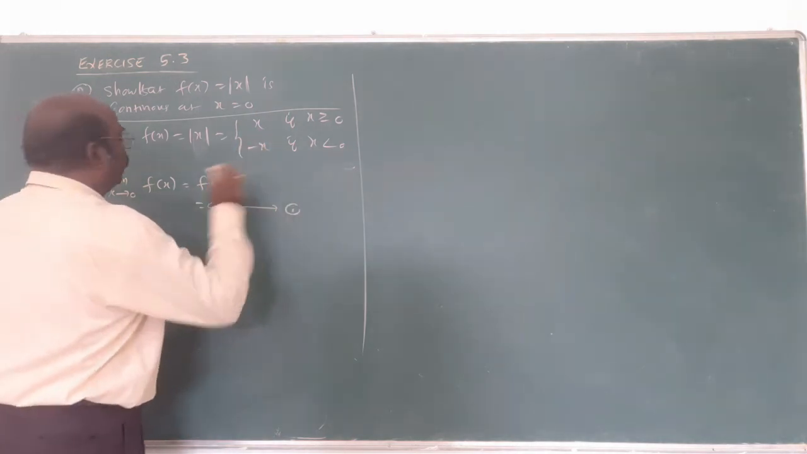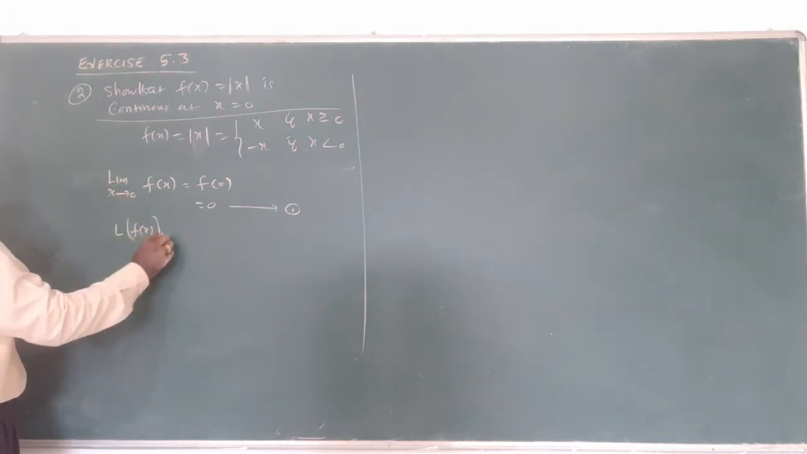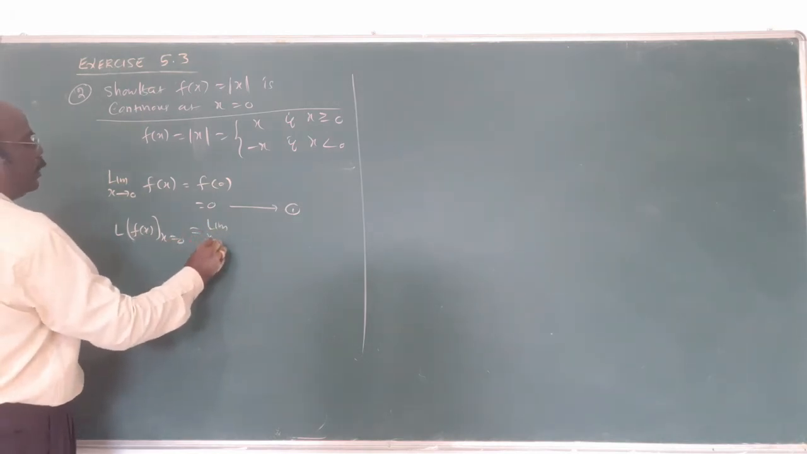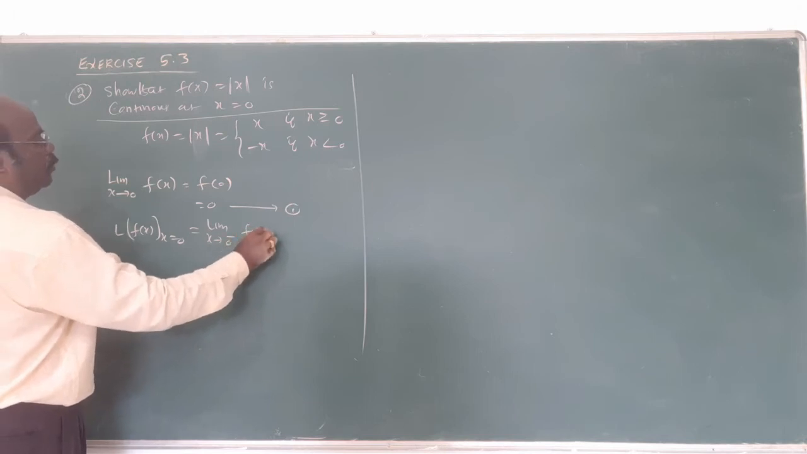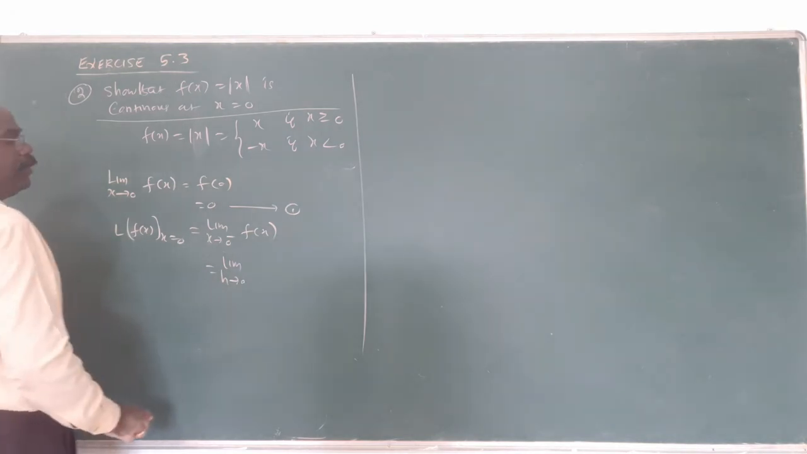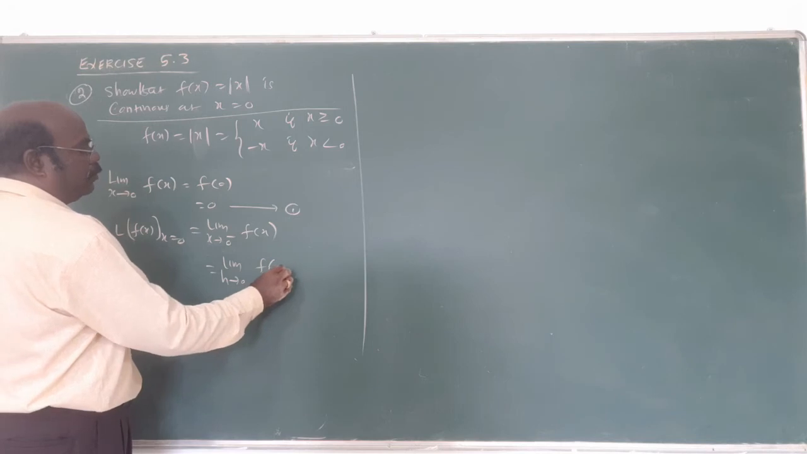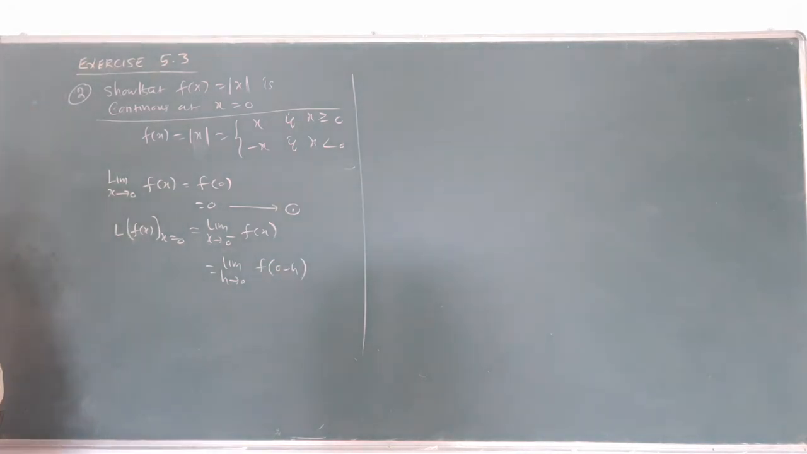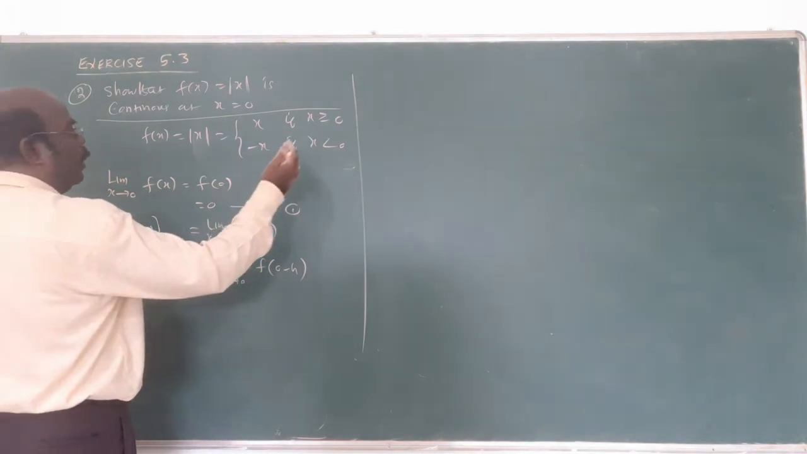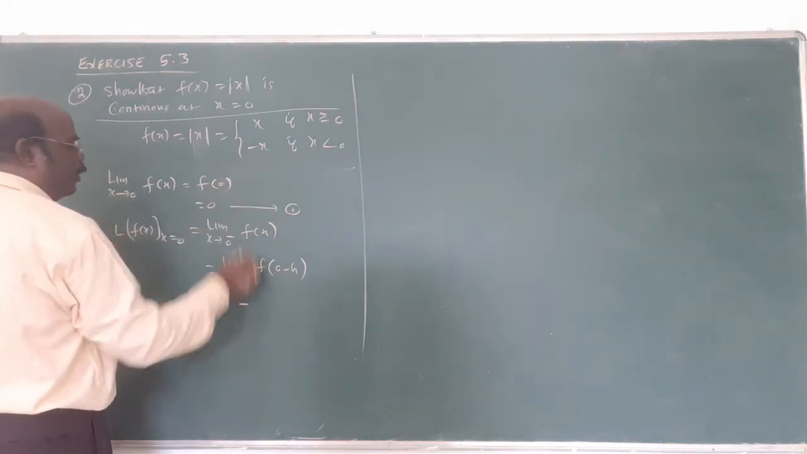That's the answer. Now the left limit of f of x at x equal to 0. Am I correct? The limit x tends to 0 minus of f of x. Here limit x tends to 0 of, what is the answer? It's 0 minus x. Am I correct? 0 minus means what? Below 0. Below 0 this is. So modulus of x is what? Minus x.